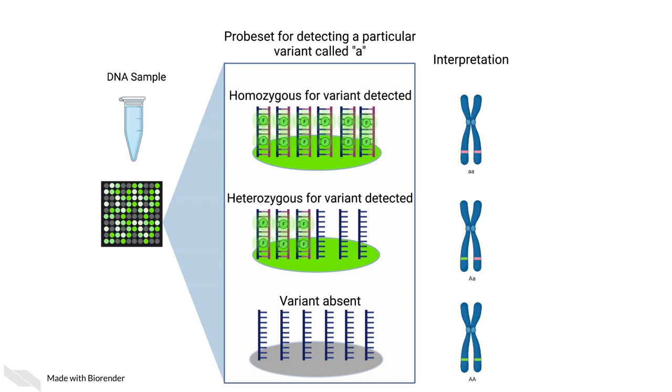Some microarrays are designed to work with DNA samples. These microarrays detect the presence of particular SNPs or variants within the genome. When the sample is hybridized, the amount of fluorescence detected can be interpreted to indicate the presence of the variant and whether the individual is homozygous or heterozygous.